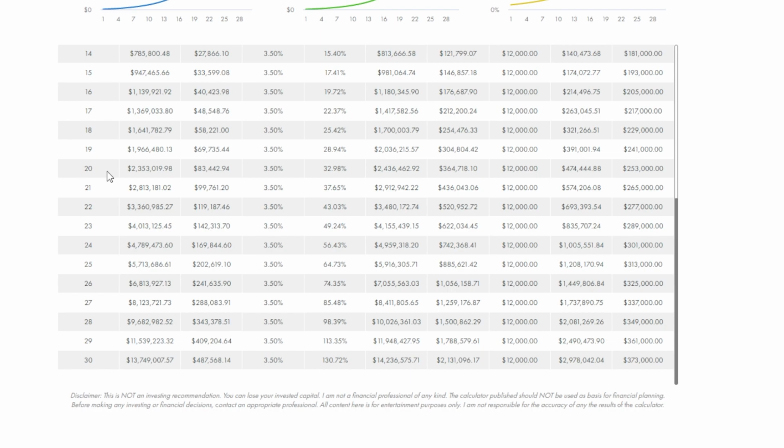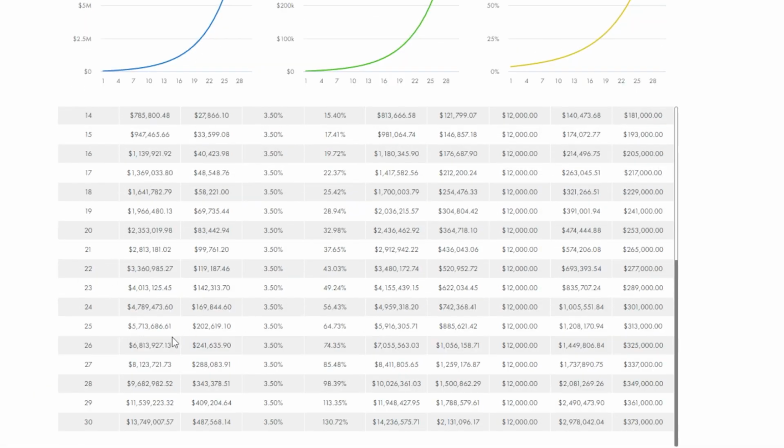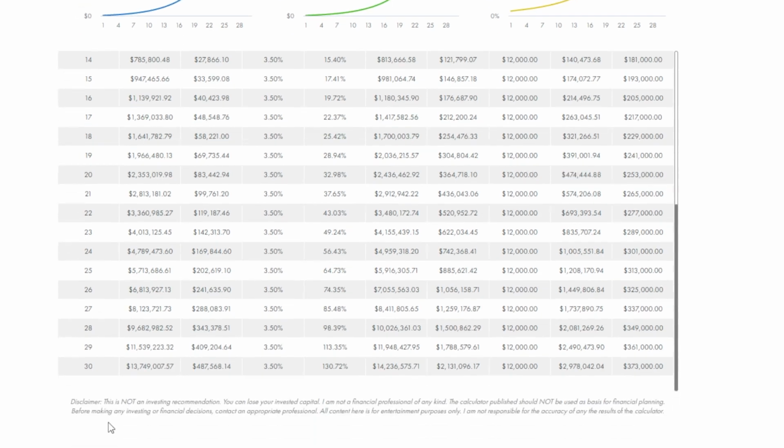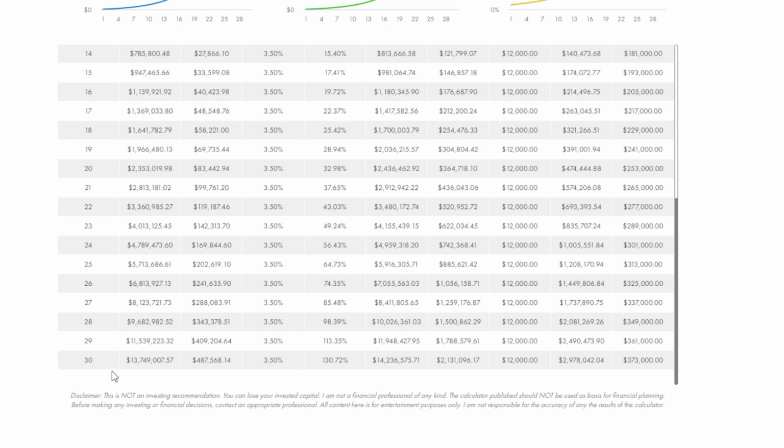By year number 20 years in, just with a relatively small amount of principal invested, this investor would have a portfolio value of $2.3 plus million, with over $83,000 in annual dividend income. Year number 25, this investor would have over $5.7 million, with over $200,000 in annual dividend income. And by year number 30, all the way at the end, you can see that the snowball has grown to $13.7 million, with just under $500,000 per year in annual dividend income.